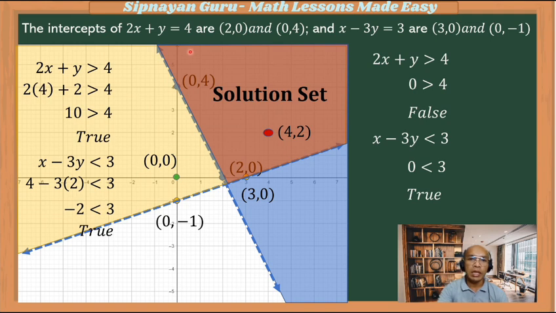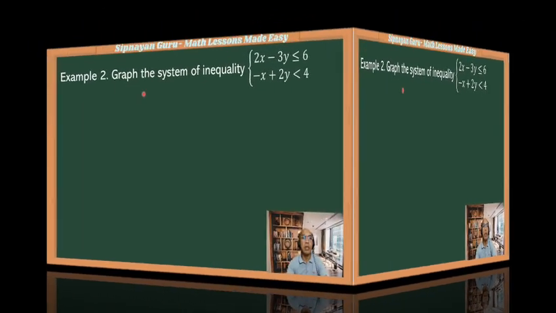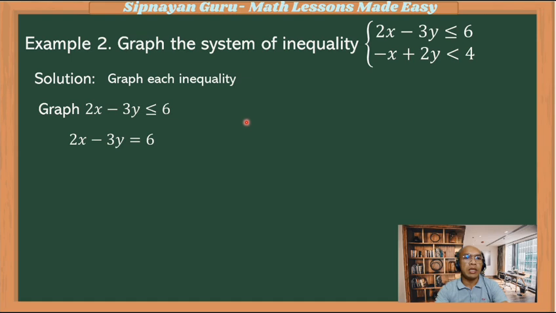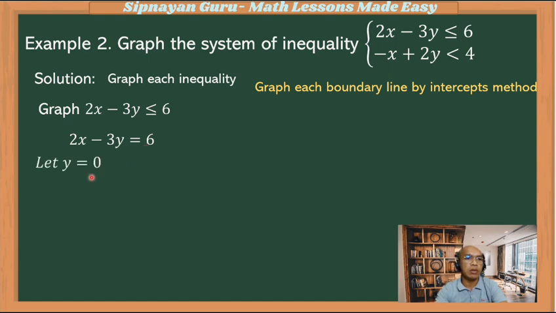So in other words, again, if you try all points that can be found in this region, they will make these two given inequalities true. Example number 2. Graph each inequality. In the first inequality, change this one into an equation and plot this one using the intercepts method. So let y be equal to 0 and solve for x.